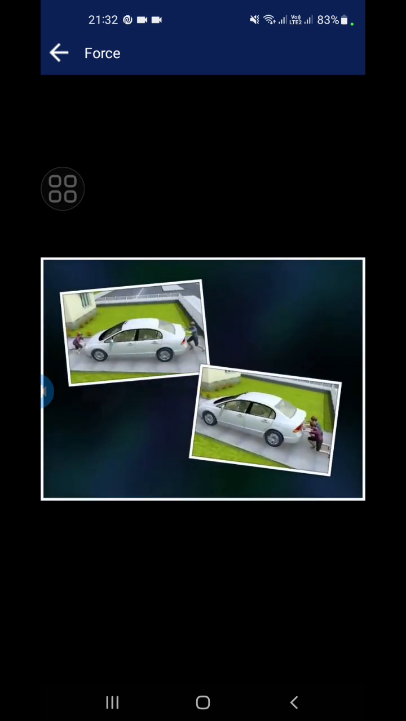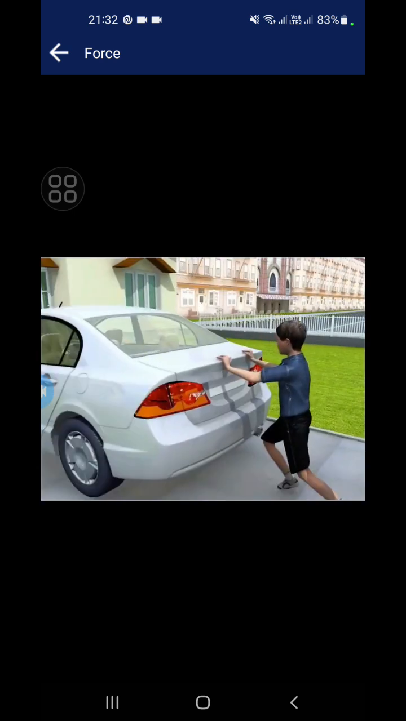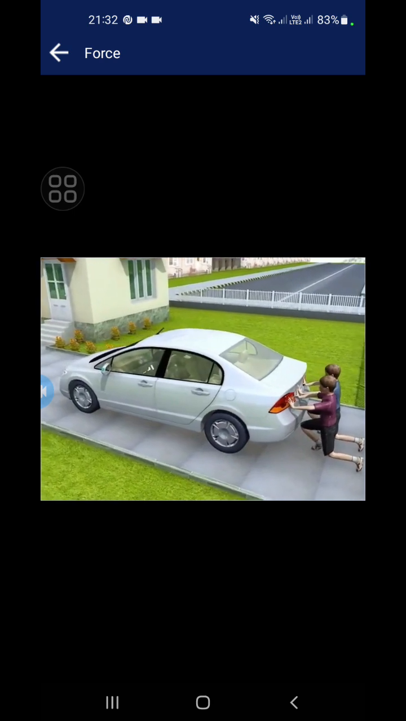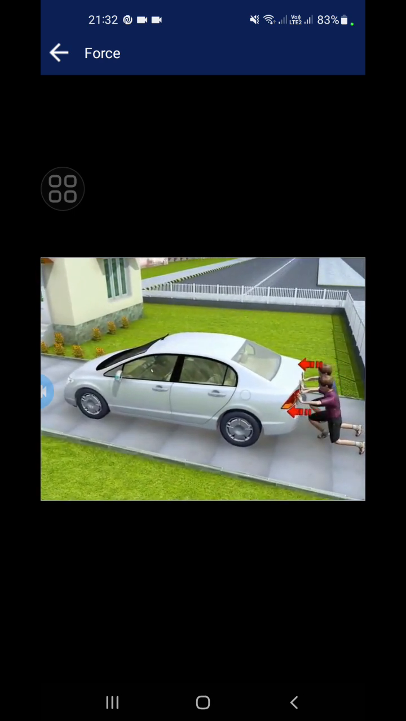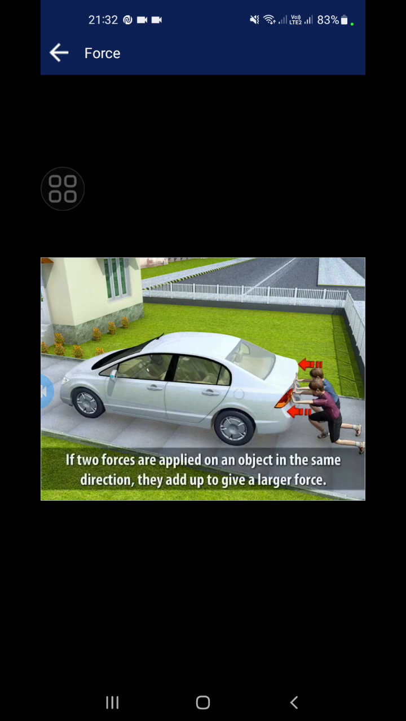Let's see what happens when two forces act on an object. You may find it difficult to push a car forward. But if you and your friend push together, the car moves forward easily. This is because the two forces applied by you and your friend add up. Thus, if two forces are applied on an object in the same direction, they add up to give a larger force.